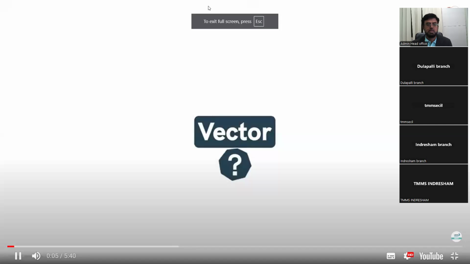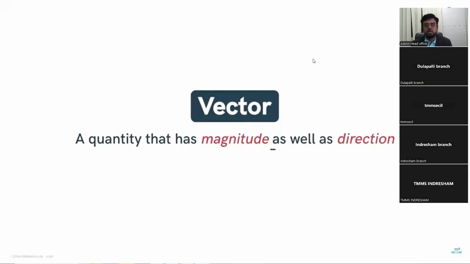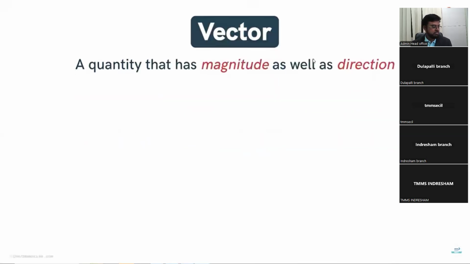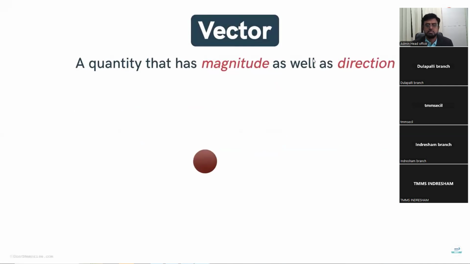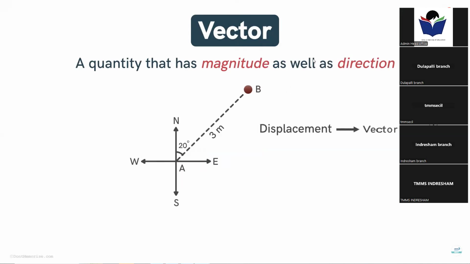Vector? That's right. Previously, we had seen that a vector is a quantity that has magnitude as well as direction. For example, let's say an object is displaced from a point A to a point B, which is 3 meters away from it, in a direction 20 degrees east of north. So here, the displacement of the object is a vector quantity. The magnitude of the displacement vector here is 3 meters and its direction is 20 degrees east of north.